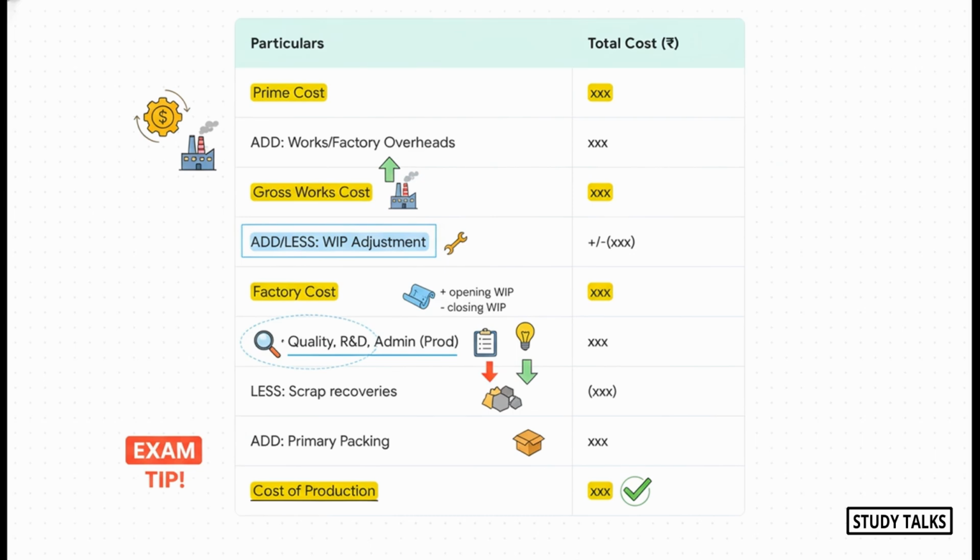That gives us our factory cost. From there, we tack on a few more specific production-related costs, like quality control, any R&D related to the process, and then we get to subtract any money we made from selling scrap. That's a good thing. Finally, we add the cost of primary packing. And once you've done all that, you've arrived at your cost of production.